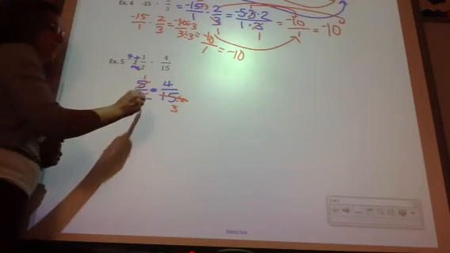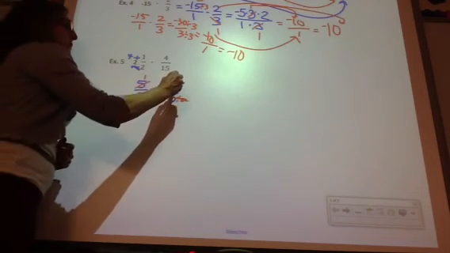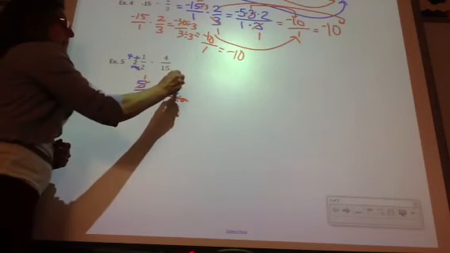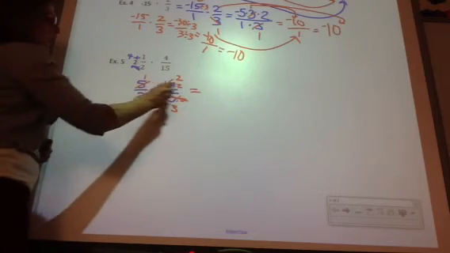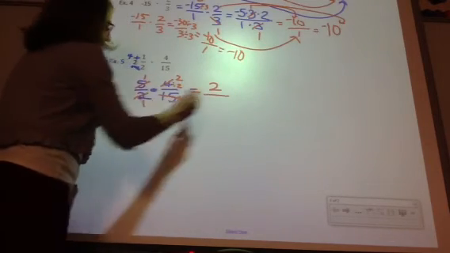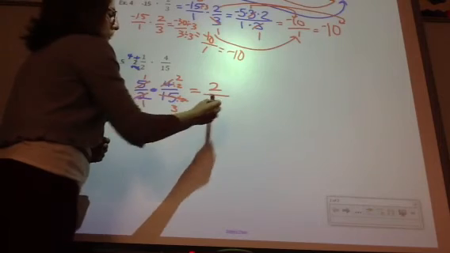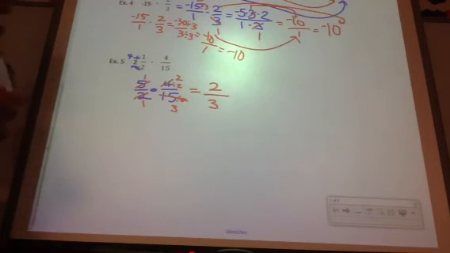I can divide out a 2 there and get 1. Divide this 2 out from the 4 and end up with 2. Now I'm ready to multiply straight across. 1 times 2 is 2, and 1 times 3 is 3. So my answer is 2/3.